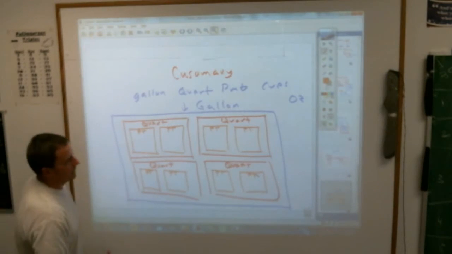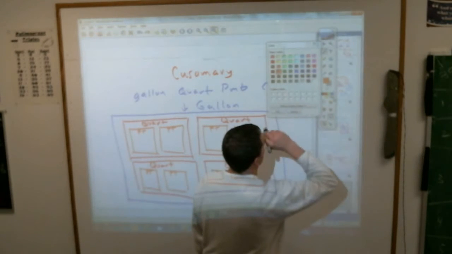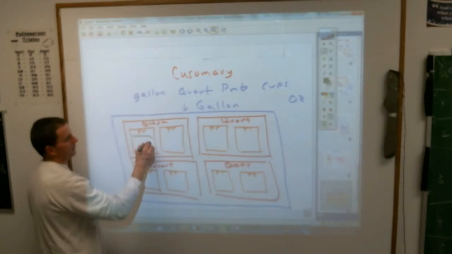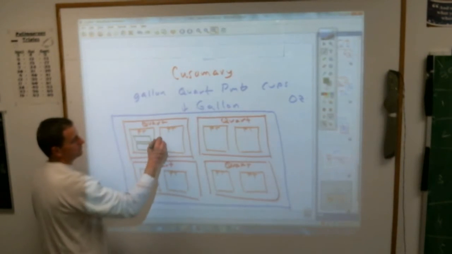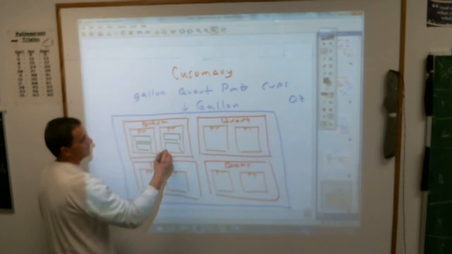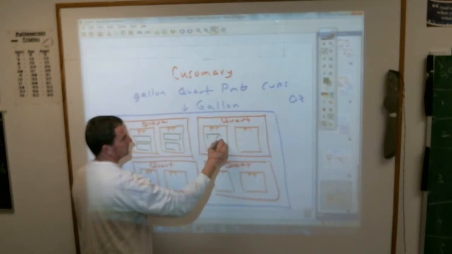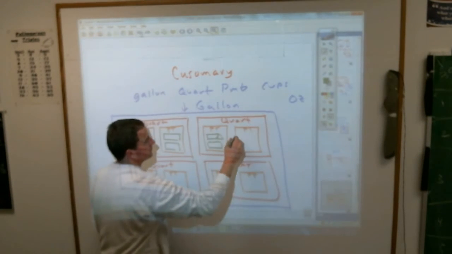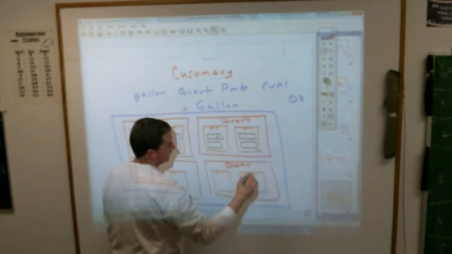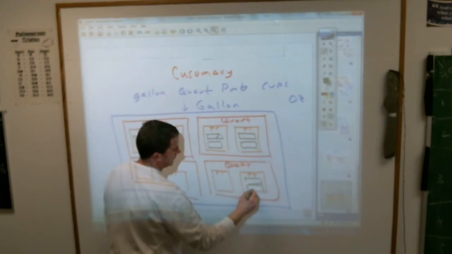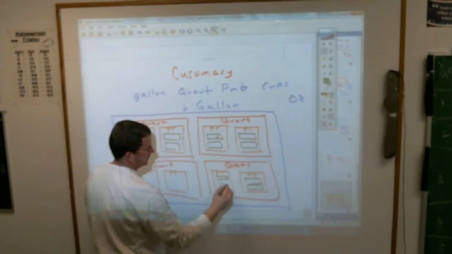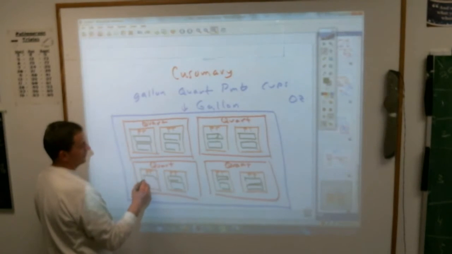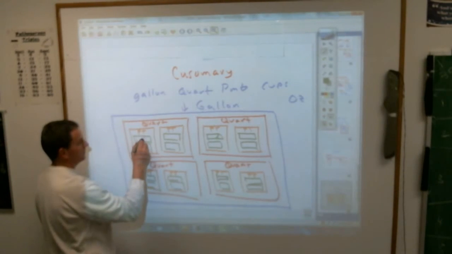And then every pint is how many cups? Does anybody know? What's that? 2. Correct. There are 2 cups in every pint, which means how many cups would make up a gallon? 16. There you go. Keep that going all the way over. 2 cups in every pint. I won't write cup in all of them, I'll just put C's in these 2 here.